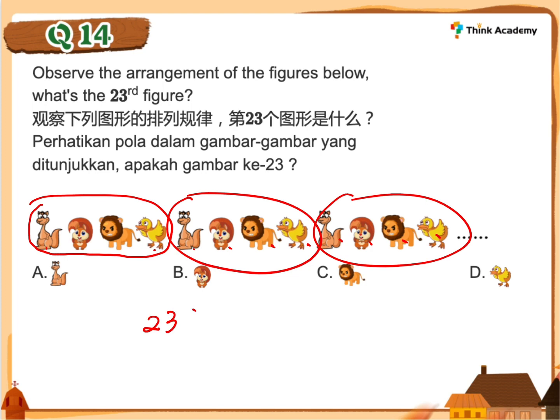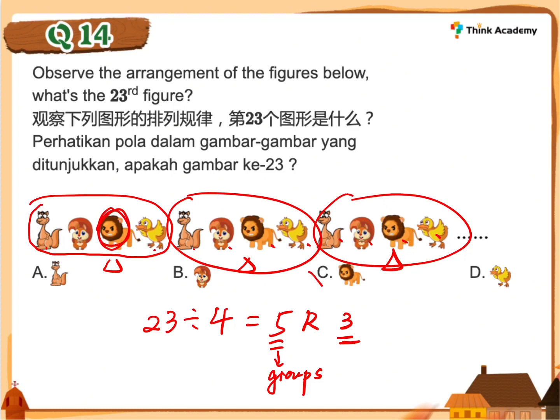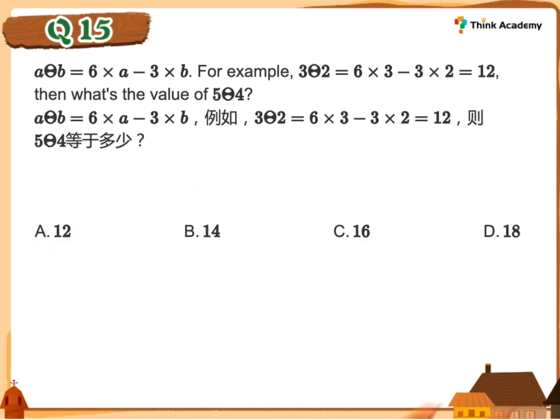Okay, so what is the figure in the 23rd place? Just use 23 divided by 4, then it's 5. This 5 means 5 groups. Yeah, 5 such groups. And then remainder 3. 3 means the 23rd figure will be the animal in the third place in each group, right? So the third place is the lion. So your answer will be C. Okay, very easy, right? About the period.